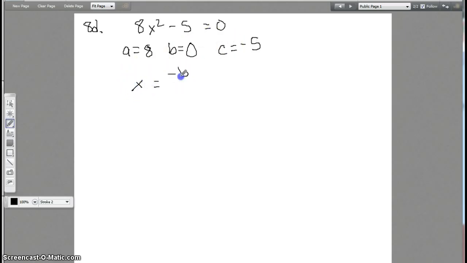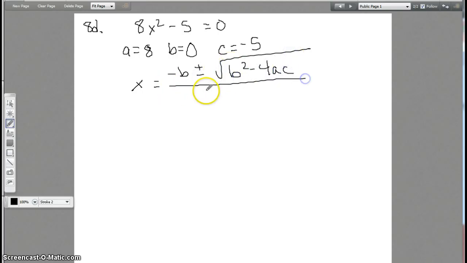X is equal to negative b plus or minus square root of b squared minus 4ac. All of that is over 2a. So we're going to plug in our values. X equals negative b. Well, our b is 0, so negative b is just going to be 0. Plus or minus the square root of b squared. Well, our b is 0, so when we square it, we still have 0. Minus 4 times a times c.